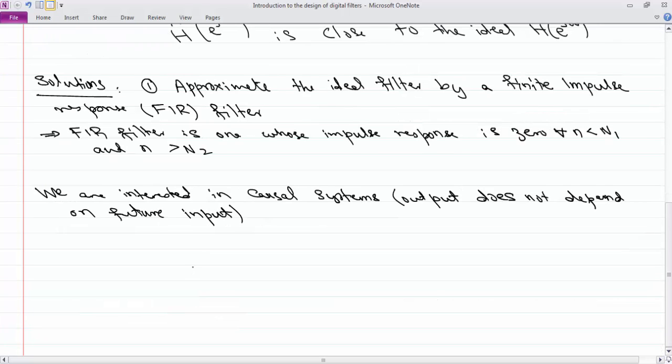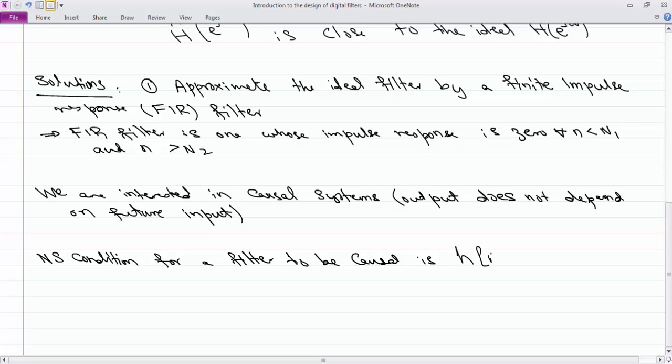Now, a necessary and sufficient condition for a filter to be causal, so the condition is that h[n] has to be equal to 0 for all n less than 0. So you don't want to generate an output before the input has been applied, which is applied at n equal to 0.